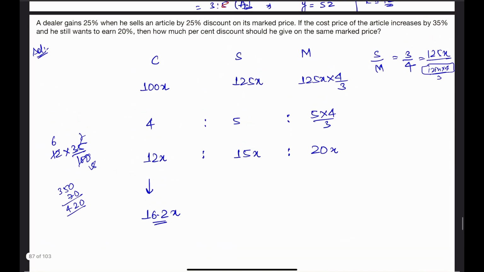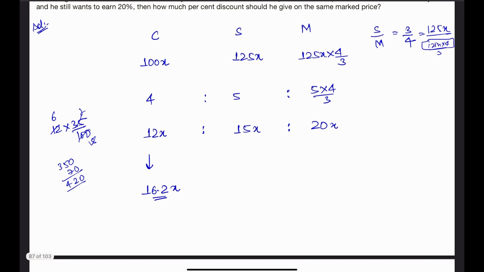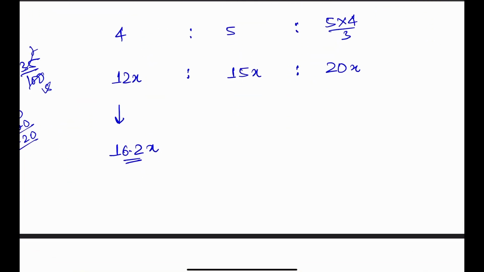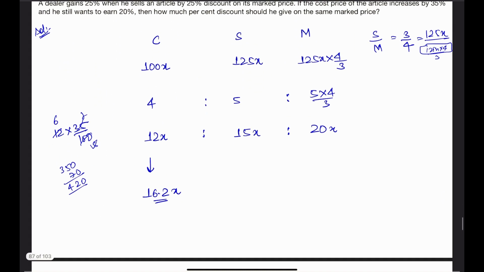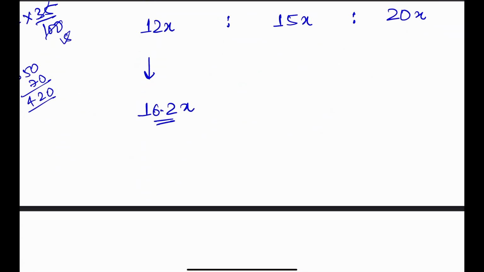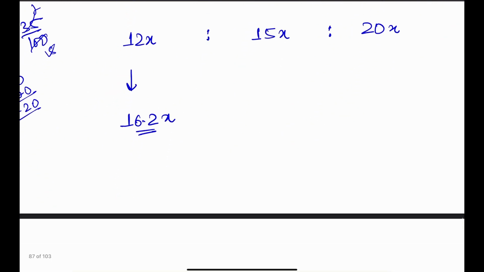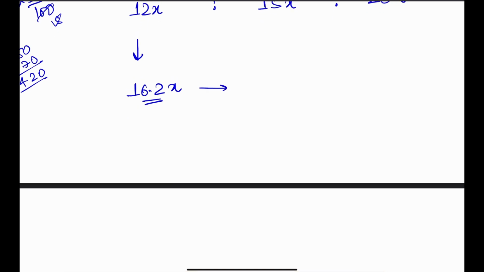Now this is increased by 35% and he still wants to earn 20%, so he wants to earn 20% profit. My sales price is here, so 20% if you want to earn, so 20% will be 3.24, right? So you want to earn 3.24, so it will be eventually becoming 19.44x.